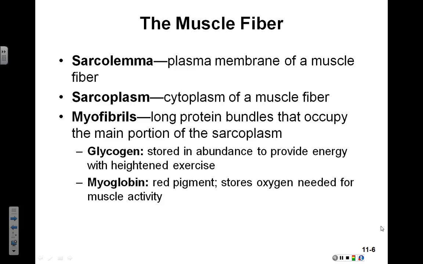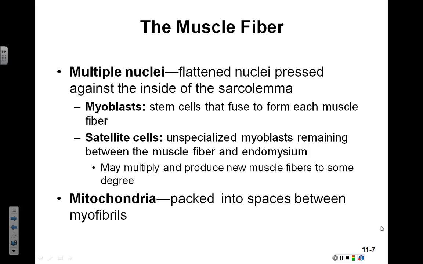Myoglobin is a red pigment that gives the color to muscle. It's responsible for transporting oxygen in the muscle, which is needed for heightened activity as well. Okay. Multiple nuclei: muscle fibers are considered multinucleated.